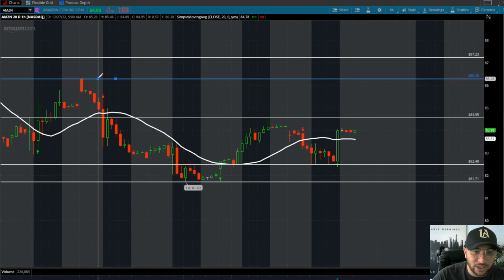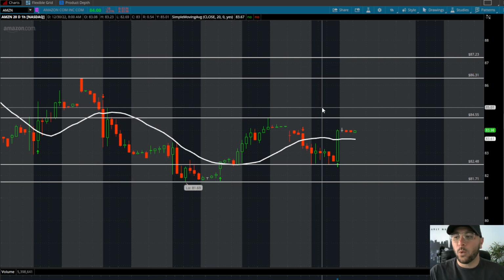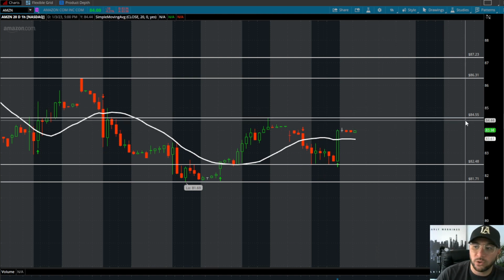So I will actually put a trend line here. What I'm looking for, again, I want to make this as simple and as clear as possible. My bias for Amazon going into this week is long. I'm looking for a 1 hour candle close over 84.55. I'm going to wait for that candle to close over 84.55. That next hour candle, I want to see a continuation. If I get that continuation, I'm going to get long.